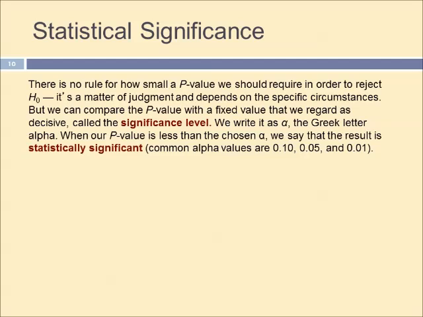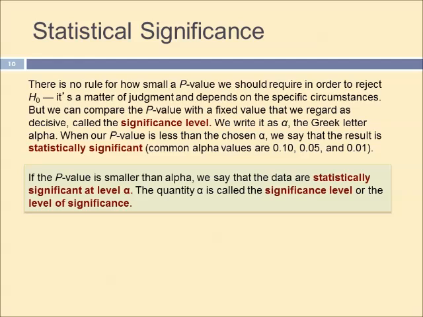There is no rule for how small a p-value we should require in order to reject H0. It's a matter of judgment and depends on the specific circumstances. But we can compare the p-value with a fixed value that we regard as decisive. This is called the significance level. We write it as alpha, the Greek letter. When our p-value is less than the chosen alpha, we say that the result is statistically significant. Common alpha values are 0.1, 0.05, and 0.01.